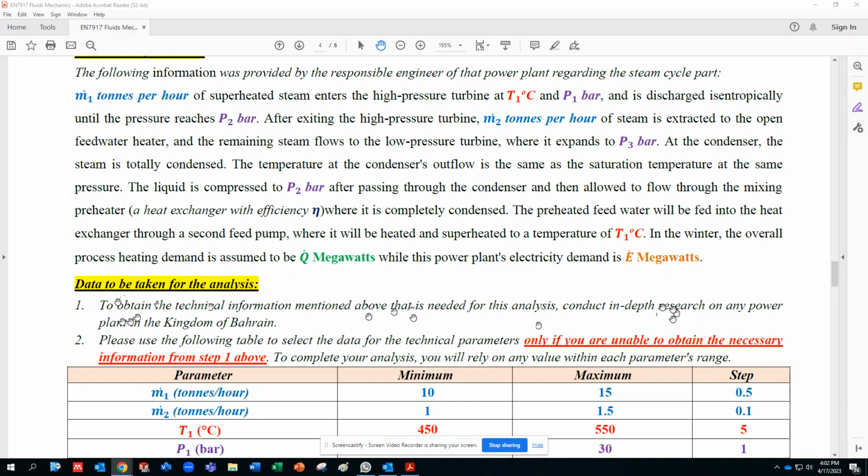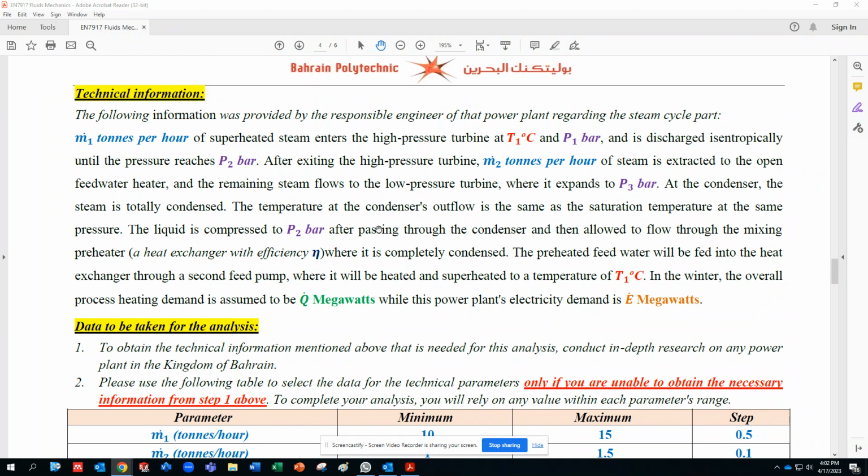The first step: if you have any direct contact with one of the renowned power plants in the Kingdom of Bahrain, you can visit on your own, in your free time, or with your permission. It's up to you. If you have a chance to visit, take the necessary data required in this paragraph. You have to read this paragraph thoroughly, and you will get the technical information required for completion of this project from the power plant visit.